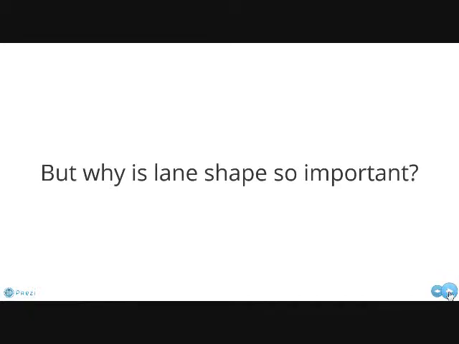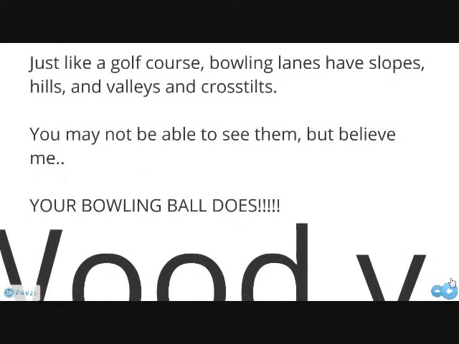So why is lane shape so important? And I will tell you why. Just like a golf course, bowling lanes have slopes, hills, valleys, and cross tilts, namely called crowns and depressions. Like I said before, you may not be able to see them, but believe me, your bowling ball does, and it drastically affects ball motion and entry angle and launch angle and all kinds of other variables that have to do with you striking at will.